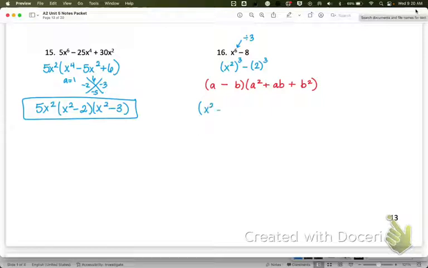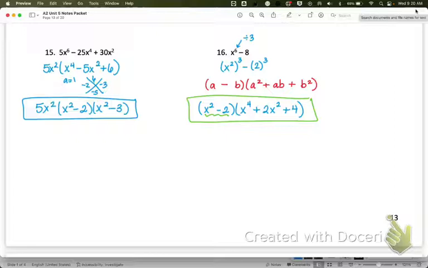So I get x squared minus 2. X squared squared, we multiply the exponents. That's x to the 4th. Plus x squared times 2, which is 2x squared. Plus 2 squared, which is 4. Now, I should check this and see if it is factorable, but it's not because that's not a difference of squares. And so this is our final answer.